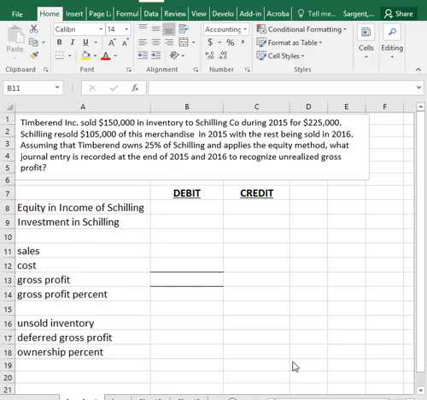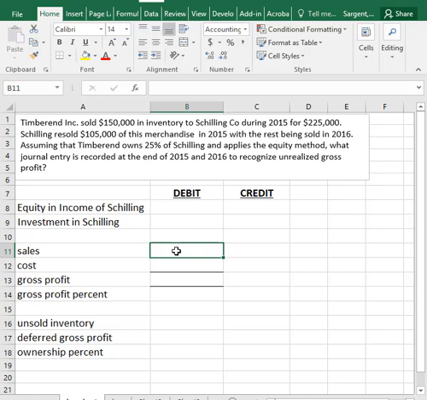So here we have a smaller problem than the ones you've been doing if you've been doing them in sequence. So you may have been able to do this one on your own. They ask for this journal entry here to record the amount of income that'll be unrealized or deferred gross profit that you need to remove from the equity and income of Shilling. But we can't do this without doing the math first.